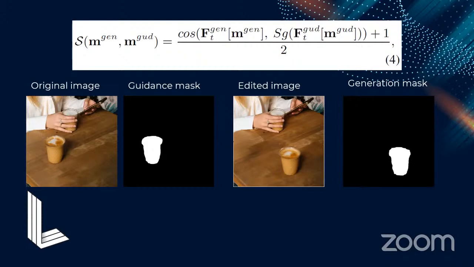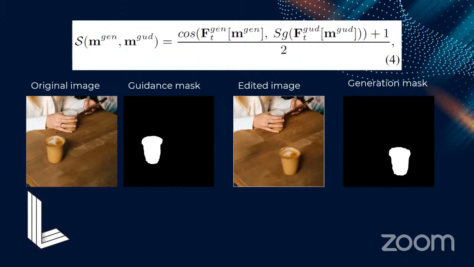We map the features of the guidance mask inside of the original image and compare their similarity with the generation mask inside of the edited image. If these two features are similar, that means that the object has moved from its original place into the editing place. We do that by measuring the cosine similarity of the two features. Since cosine is between -1 and +1, we add 1 and divide by 2 to normalize it to between 0 and 1. The higher the similarity, the better the object has been edited and moved.